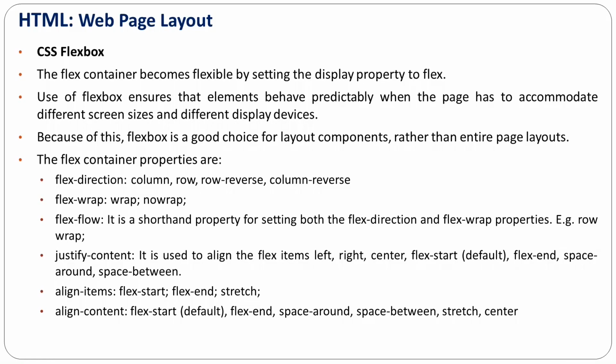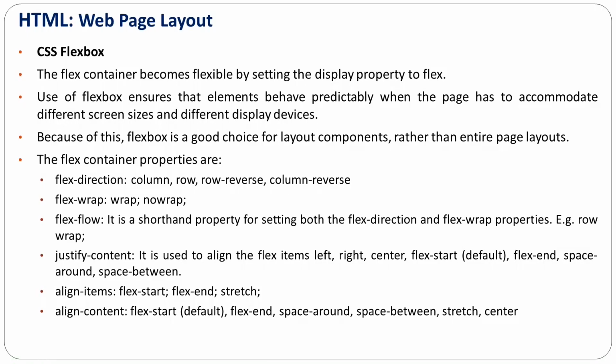The flex container properties include flex direction, which may be row, column, row reverse, column reverse. Flex wrap property has a value like wrap or no wrap. Flex flow property has a value in terms of, say, row wrap. Flex flow is a shorthand property for both the previously discussed properties, flex direction and flex wrap. So we can write it in a single property, that is row wrap.